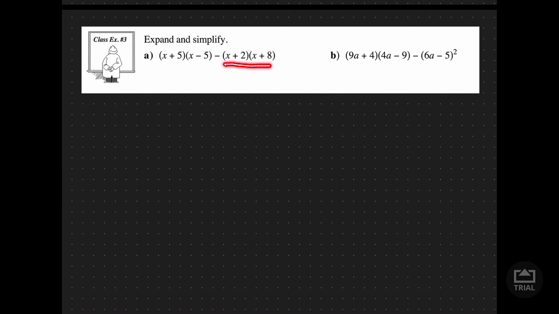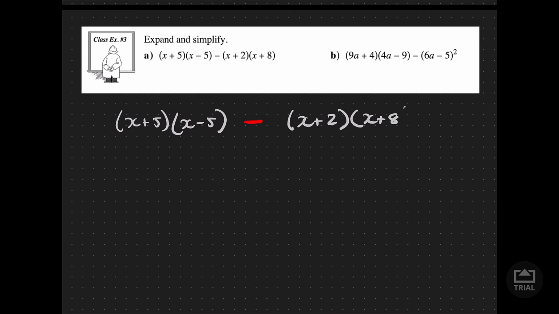Okay, on this side, we're just going to have to expand that straight out. And don't forget, we're going to be subtracting whatever is on the left side. We're going to subtract the right side from that. So remember, that's where we're going to change that to a positive, and everything that ends up in this bracket, we're going to change the signs of that. Okay, so let's lay this out here. We got x plus 5 times x minus 5. From that, I'm going to subtract x plus 2 times x plus 8.